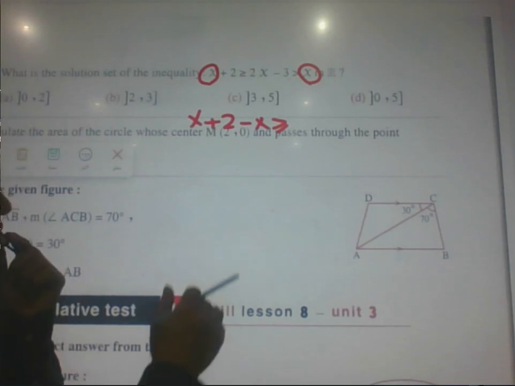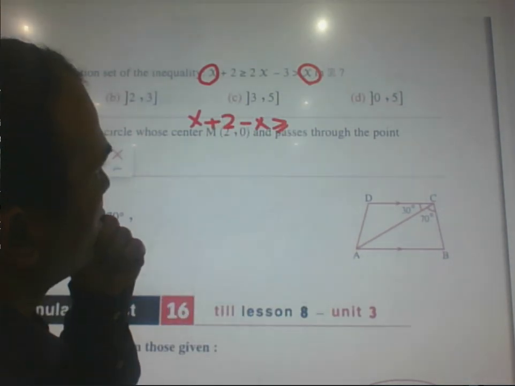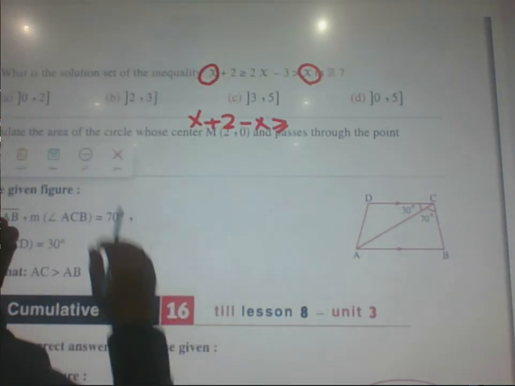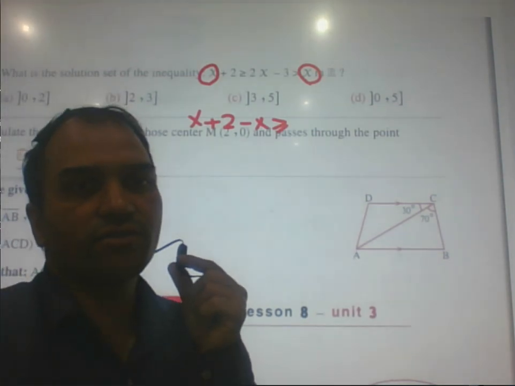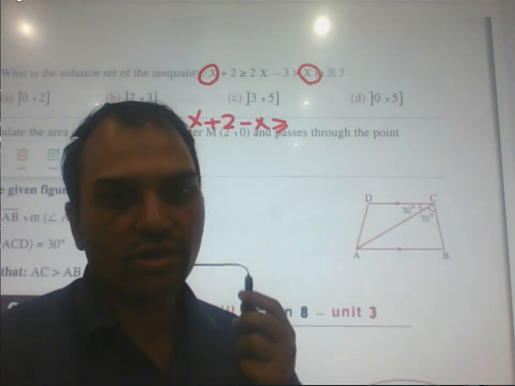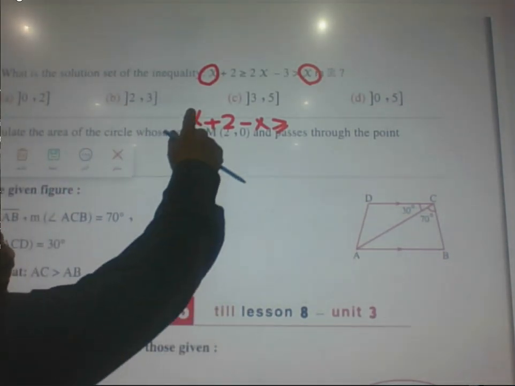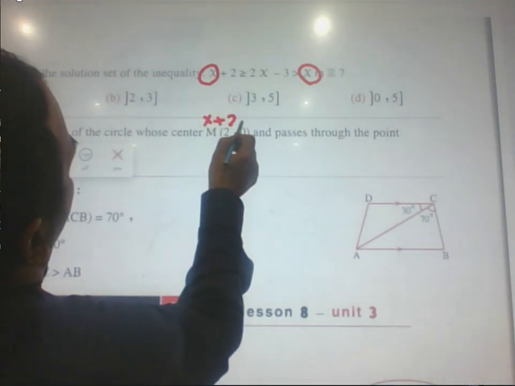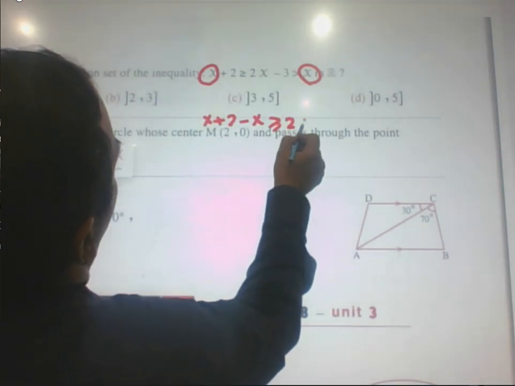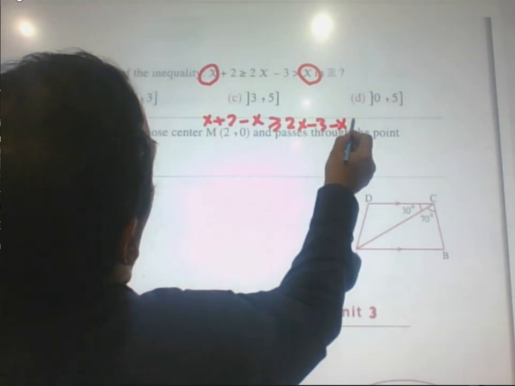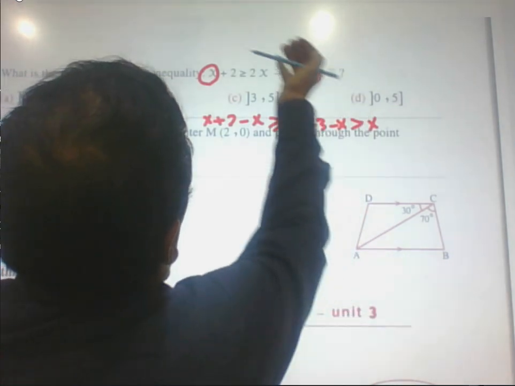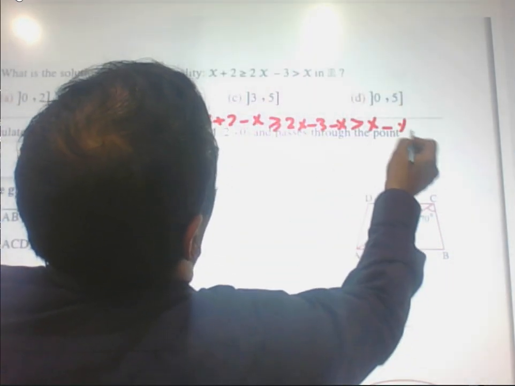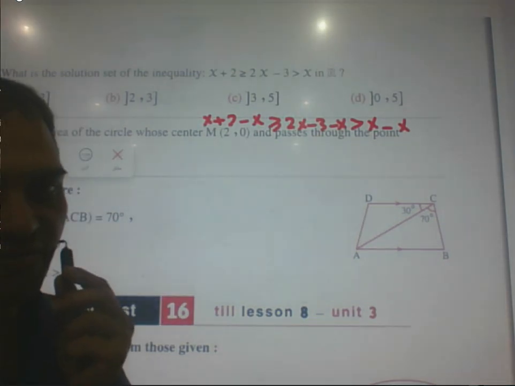Again, my students, we must cancel x in this relation. We must add negative x to the three parts: first, second and third, okay? And then find the answer. Complete with me. We have x plus 2 minus x greater than or equal to 2x minus 3 minus x greater than x minus x. So I will add negative x to the three parts.